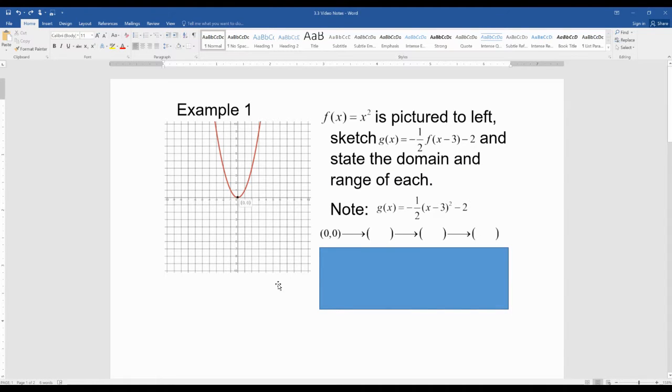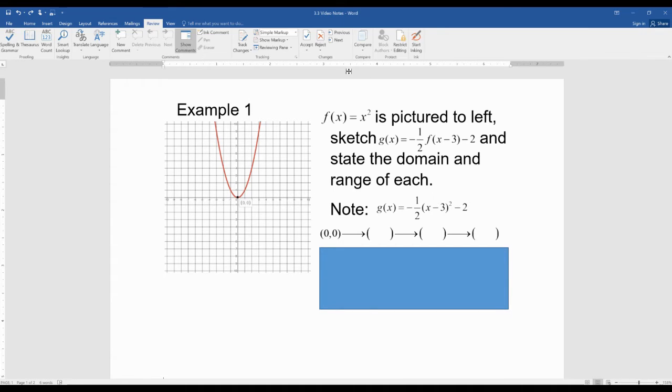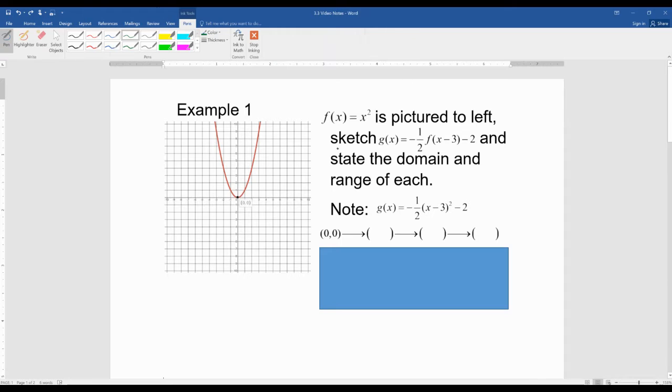Hi there, pre-calcers. I'm going to go over a couple of examples in these videos on how to sketch transformations of functions, at least one way of doing it.